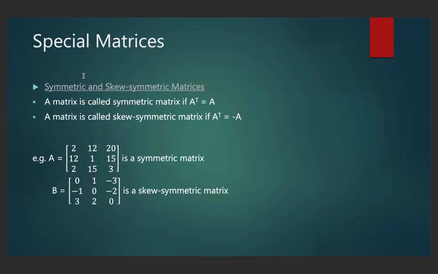Now there are some special matrices which you will need: symmetric and skew symmetric matrices. A matrix is called a symmetric matrix if A transpose equals A, and a matrix is called a skew symmetric matrix if A transpose equals minus A.